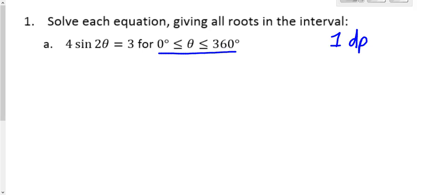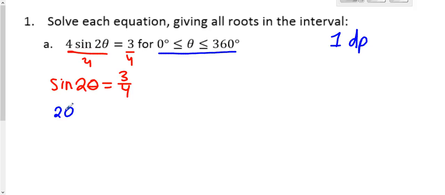So first we need to get to a place where we're doing sine inverse. So we can't do that until we get rid of that 4 out front. So we need to divide by 4. So we have sine of 2 theta equals 3 over 4. And now we can do sine inverse. That would be our next step.